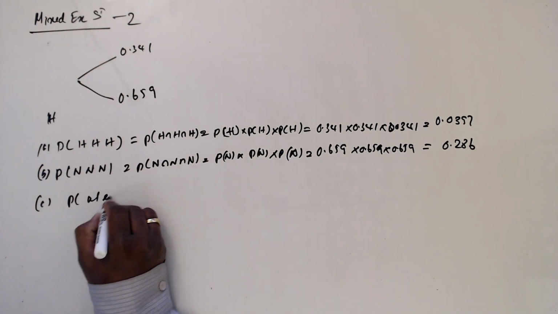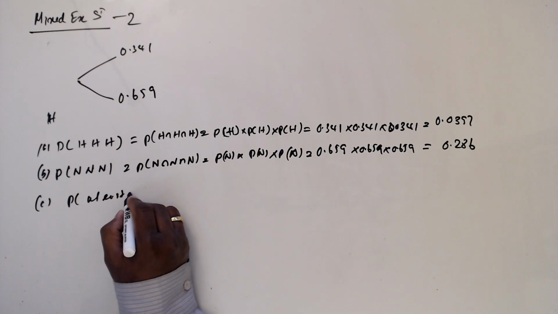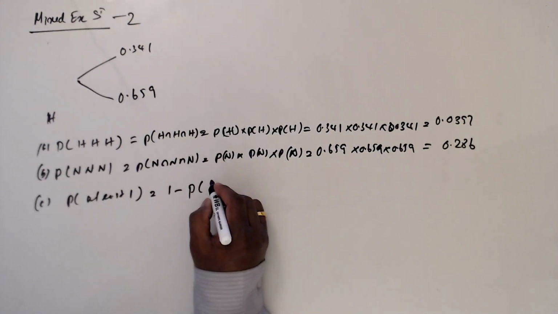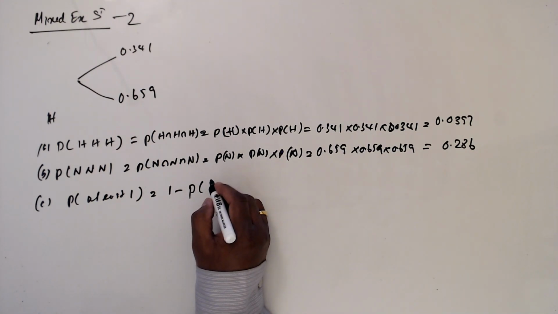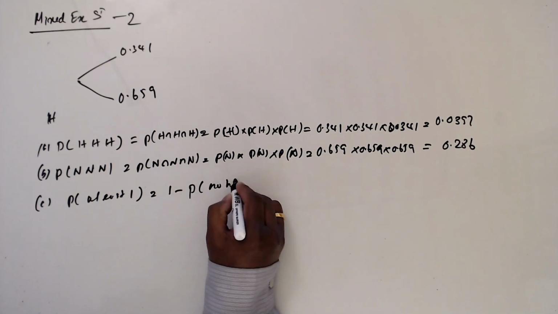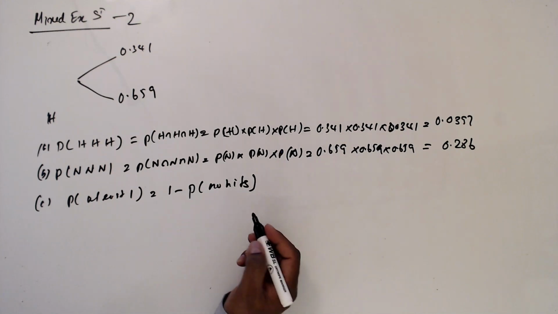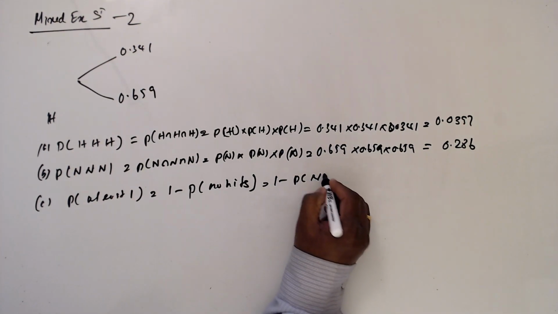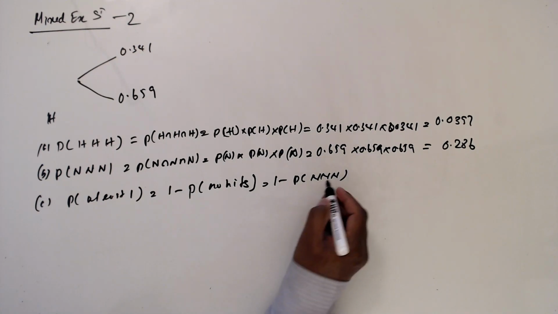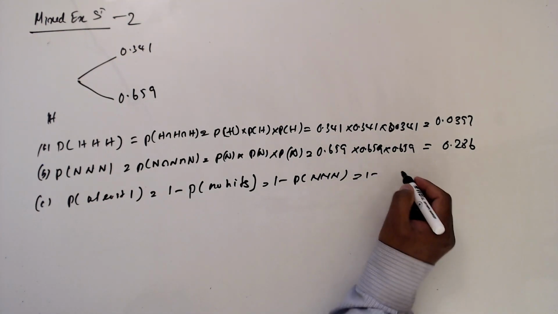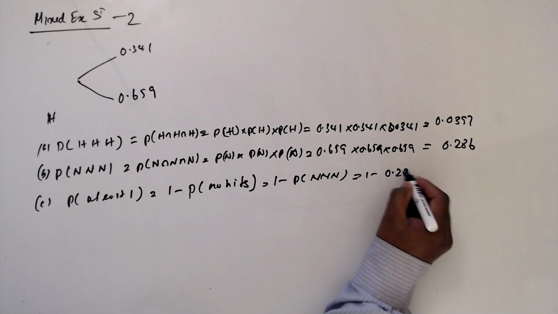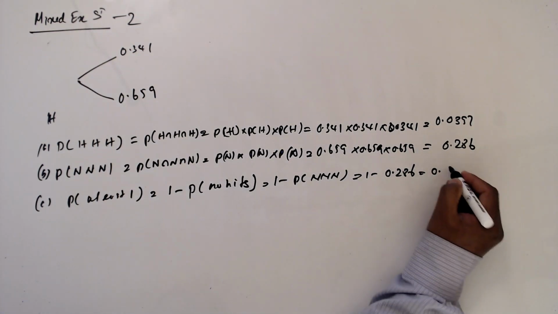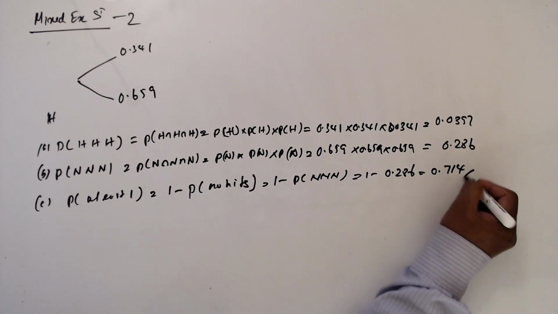And C, she makes at least one. Probability of at least one means 1 minus probability of no hits, which is 1 minus 0.286. That is going to be 0.714.